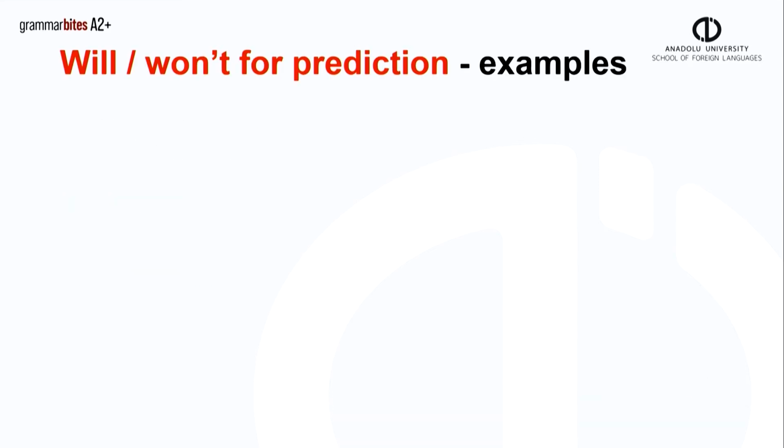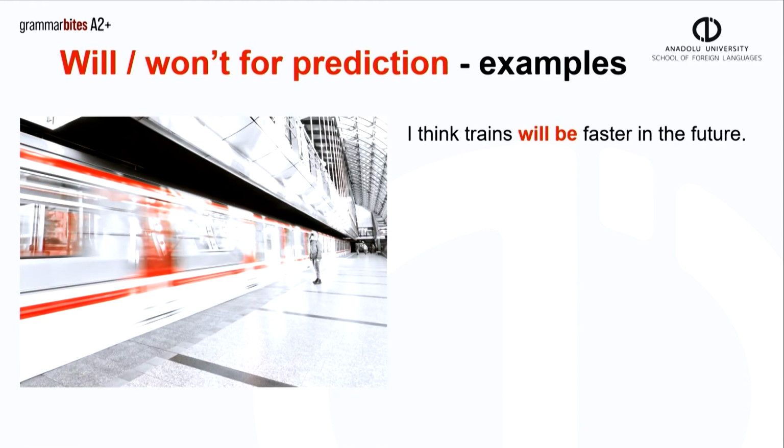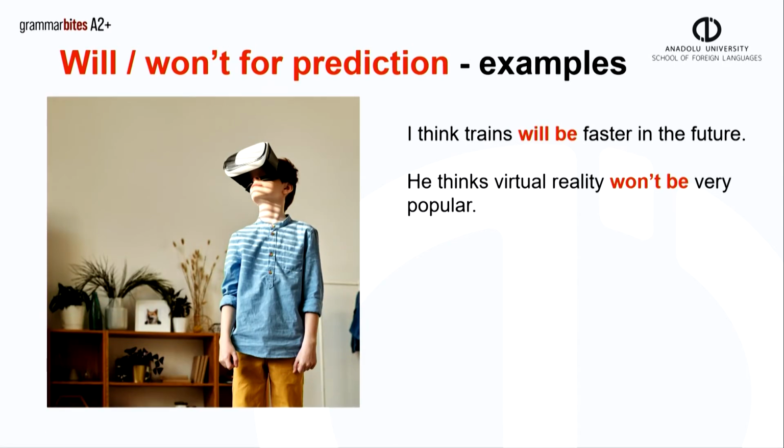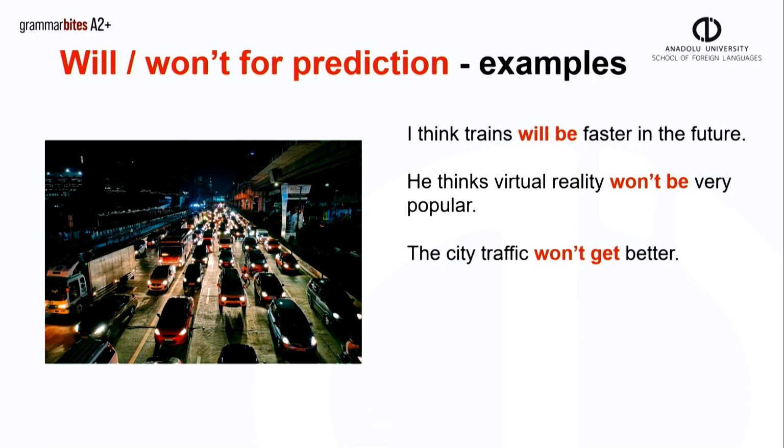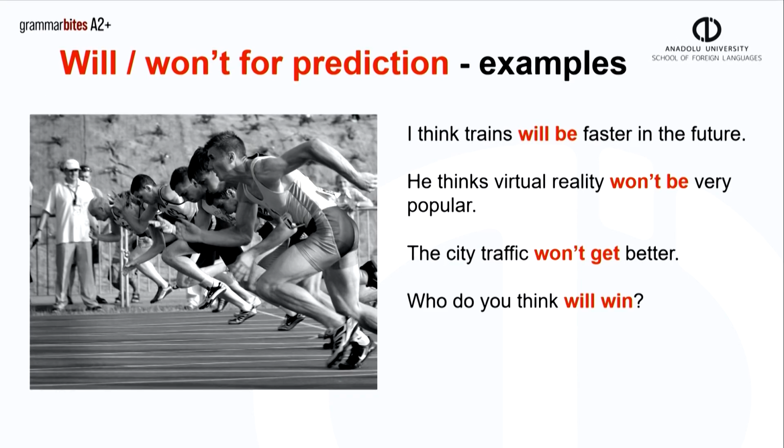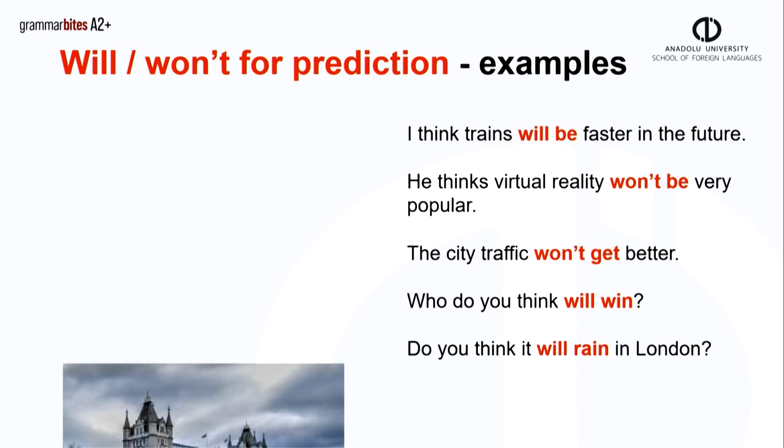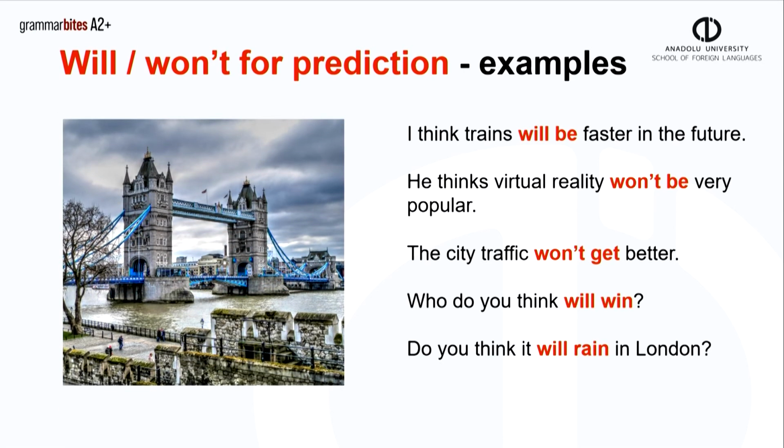Here are some examples of future predictions. I think trains will be faster in the future. He thinks virtual reality won't be very popular. The city traffic won't get better. Who do you think will win? Do you think it will rain in London? It probably will.